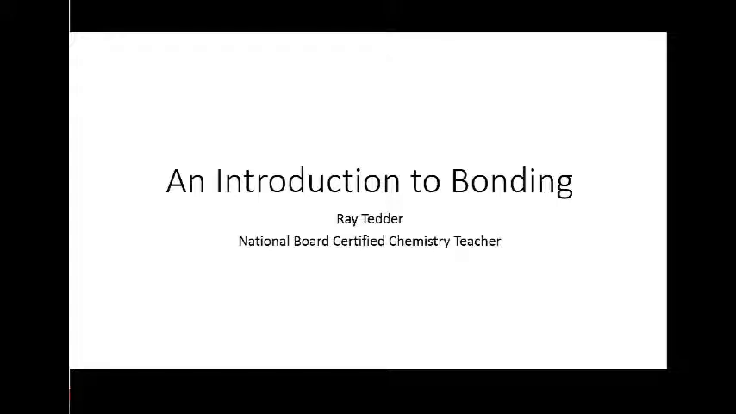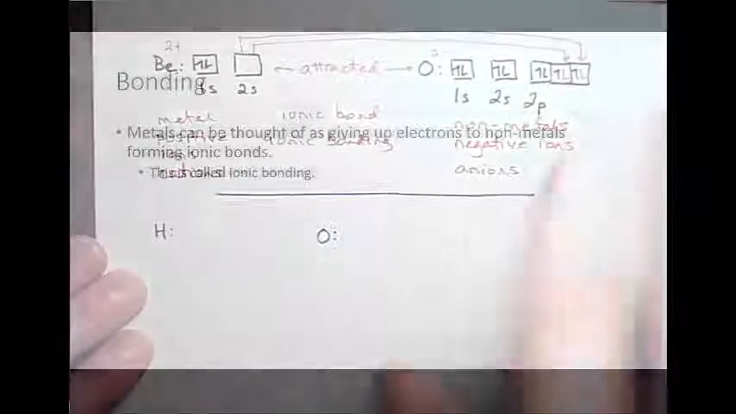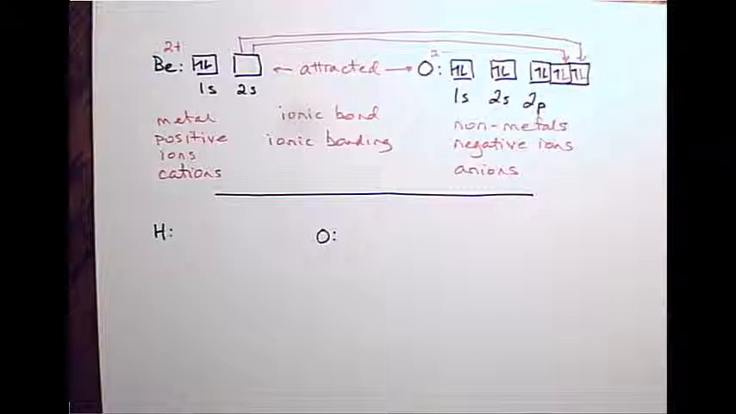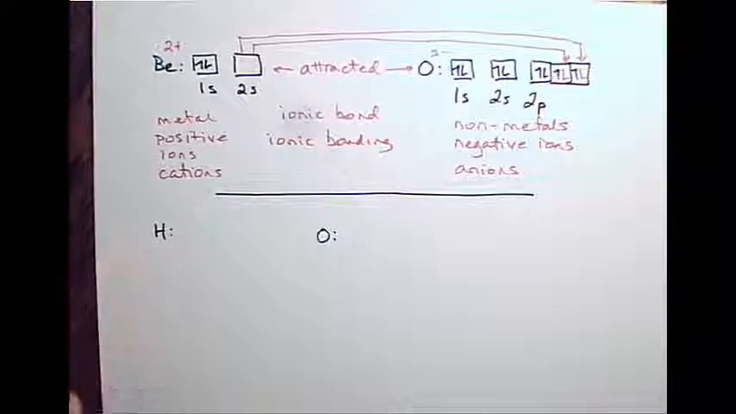Write an orbital notation for beryllium and another orbital notation for oxygen. Beryllium is a metal, and metals tend to lose electrons. Since beryllium has 2 electrons in its valence level, it's going to give up both those electrons, which means it will have 2 more protons than electrons, and it will have a 2+ charge. Any ion that has a positive charge is called a cation.